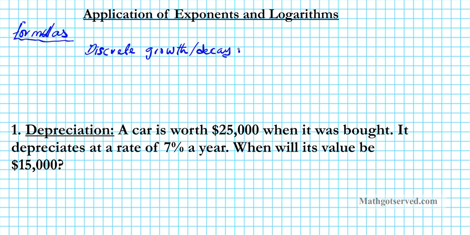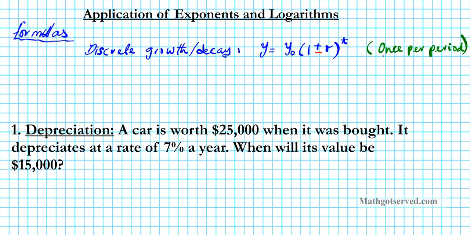So if you have discrete growth or decay, the formula is given by y equals y sub 0, the original amount, times 1 plus or minus the growth rate, plus is for growth, minus is for decay, raised to the t power. Now this formula is if the growth is happening once per growth period, or in most cases once per year. So this is once per period.